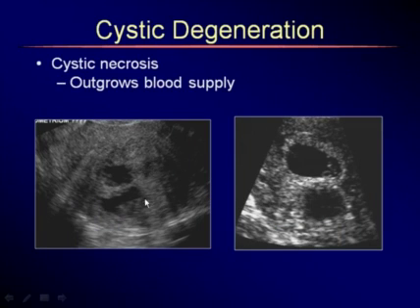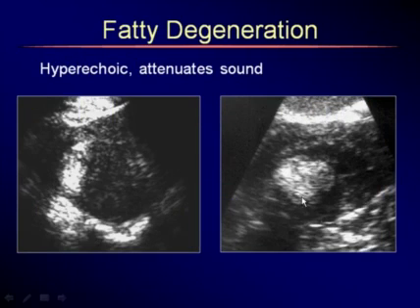Cystic degeneration obviously shows a cystic change, again, the result of outgrowing a blood supply. And this can be a mimicker of a number of things. In this case, there was a pregnancy, and we thought there was a twin pregnancy, but it turned out that this was a cystic degeneration in a myoma, which fooled us. There's fatty degeneration. Fat is hyperechoic on sonography, and here's a couple examples of a hyperechoic change with acoustical shadowing, at least in that case.